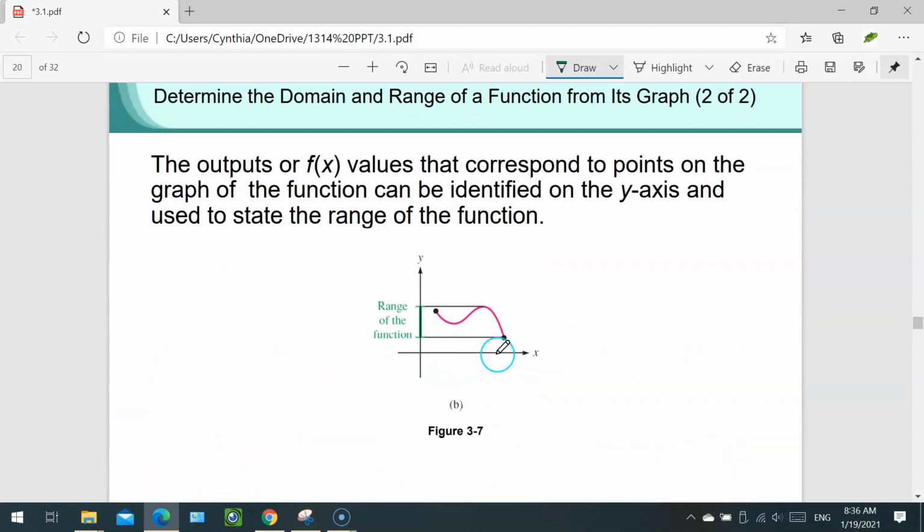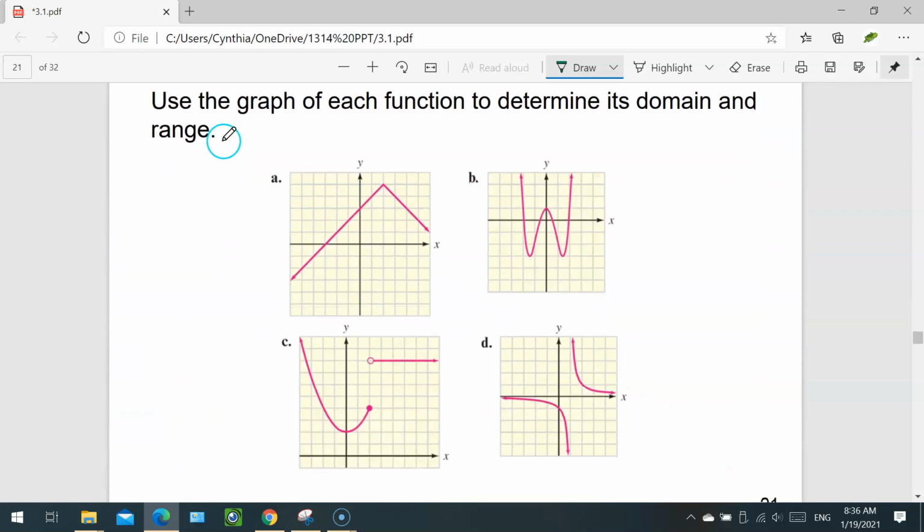So we look at the example. Use the graph of each function to determine the domain and the range. So this one, the domain of this function, as you can see, it will go to negative forever and you will go to the positive forever. There is no gap. There's no cut in between. So the domain will just be negative infinity, comma, positive infinity.